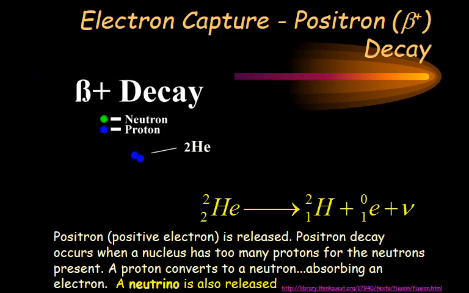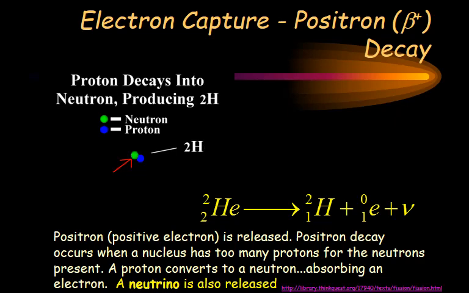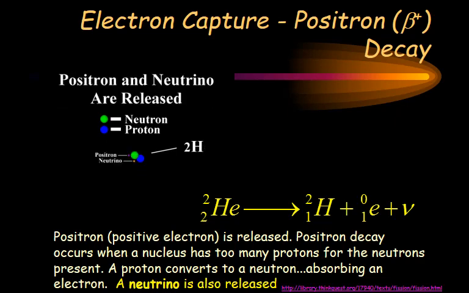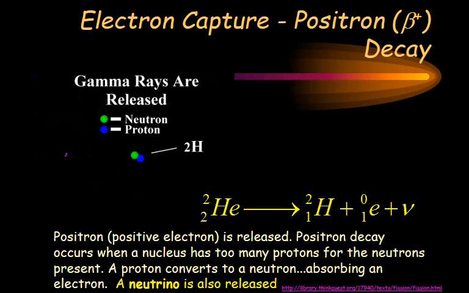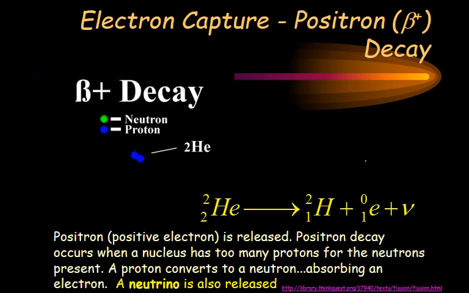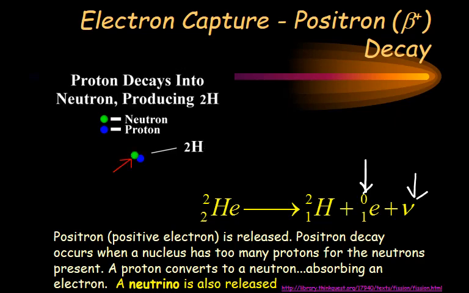And so we can write out this equation here. We have helium turning into hydrogen, and one of the protons of the helium turns into a neutron, so a proton into a neutron, and therefore shoots out a positron and a neutrino. And again, a neutrino is released, looking at conservation of energy and momentum.